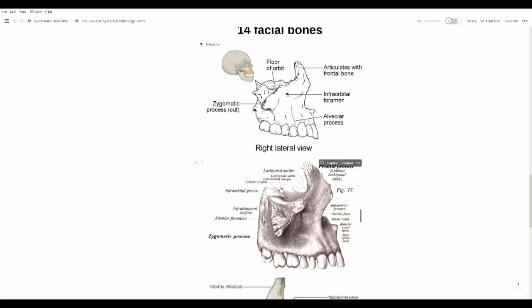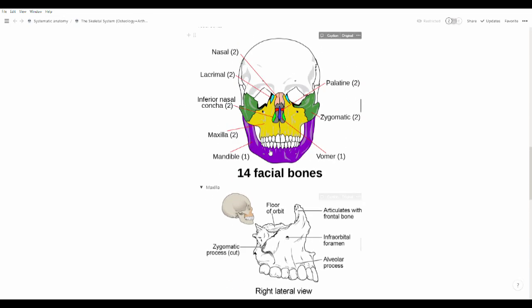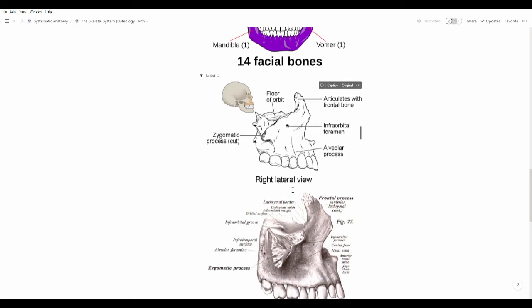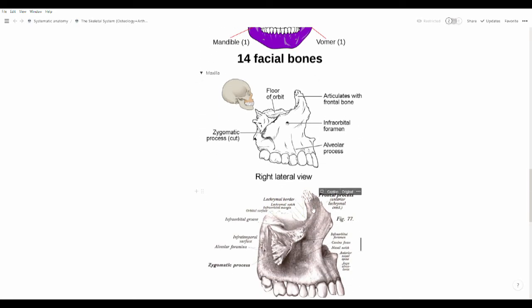Another process that is very important to keep in mind, we have the zygomatic process. So we talked about the temporal bone having a zygomatic process. The maxillary bone also has a zygomatic process, this here. Why zygomatic? Because we have the zygomatic bone in here. Very simple. We also have the articulations with the frontal bone, or the frontal process, another name for it.